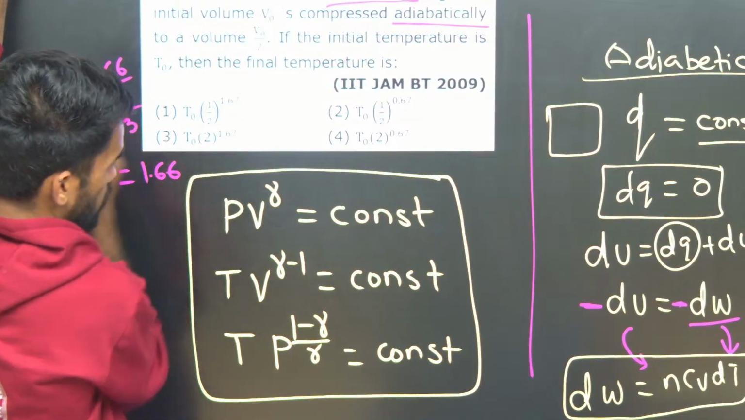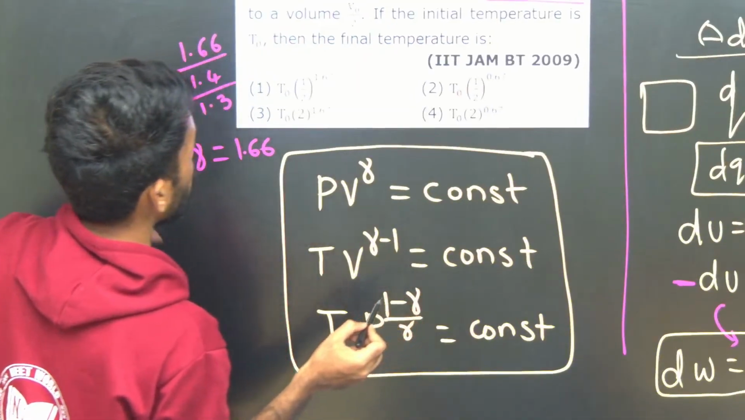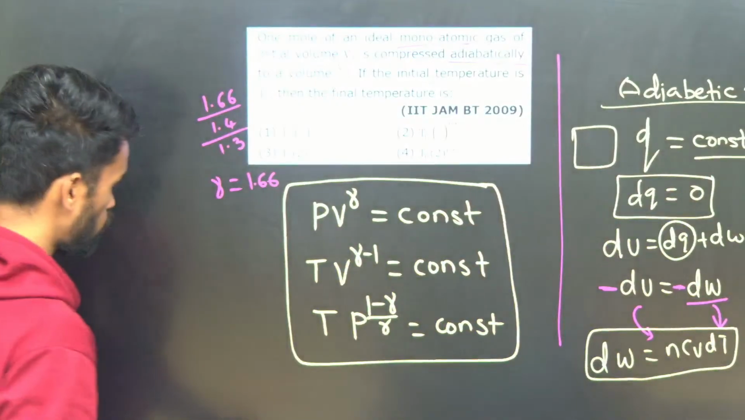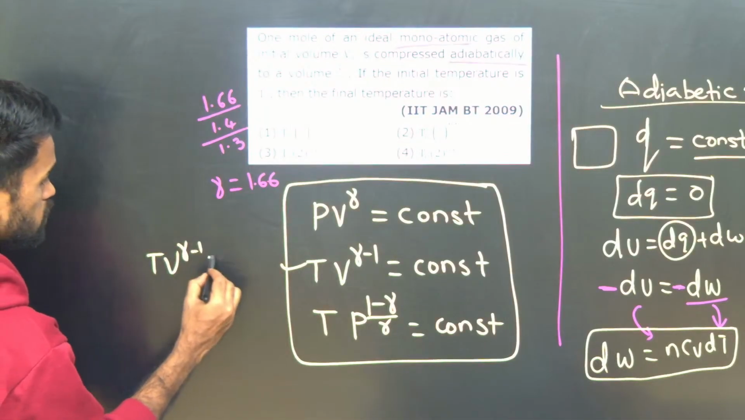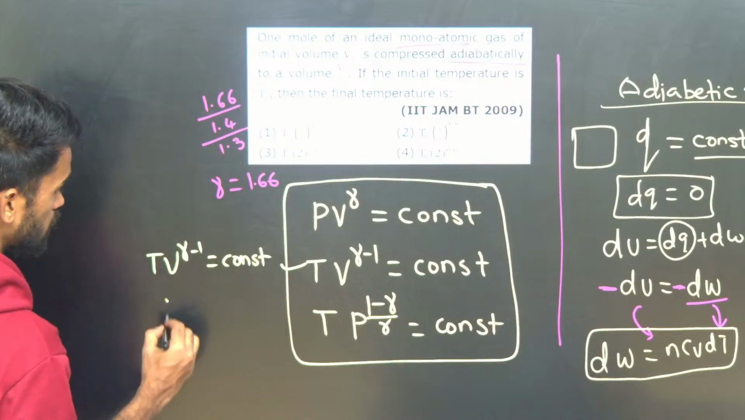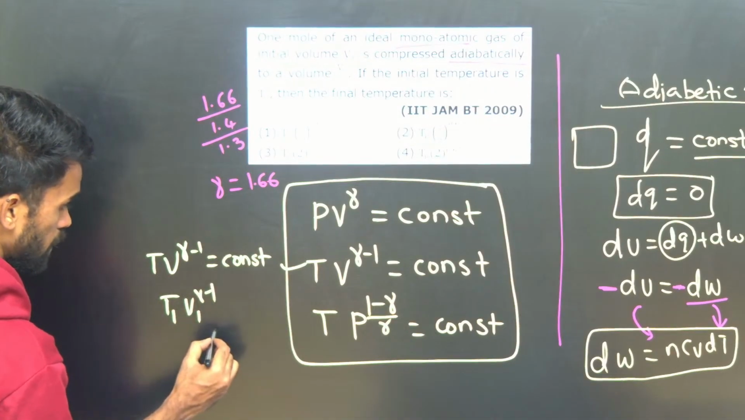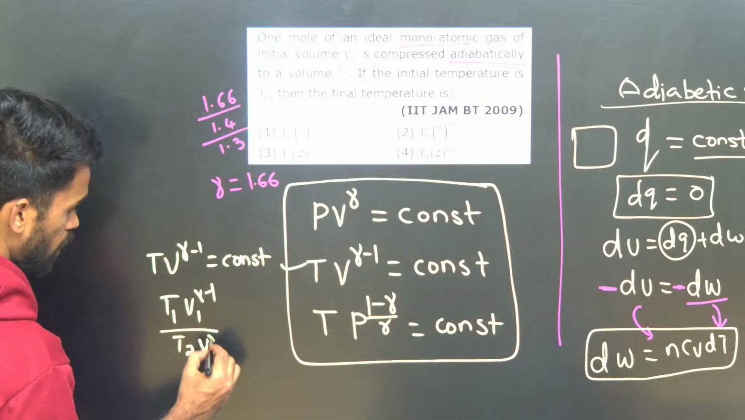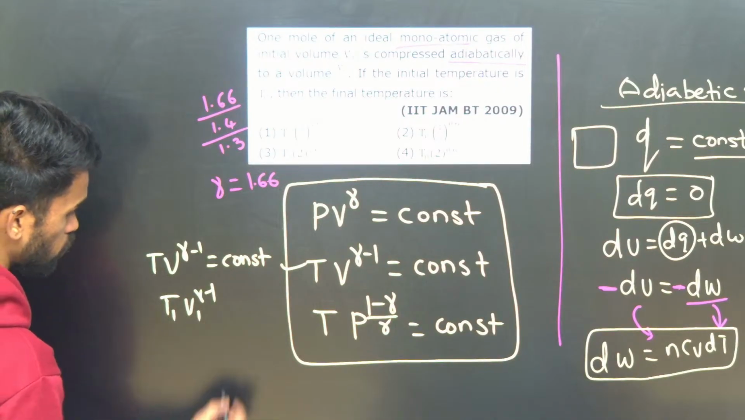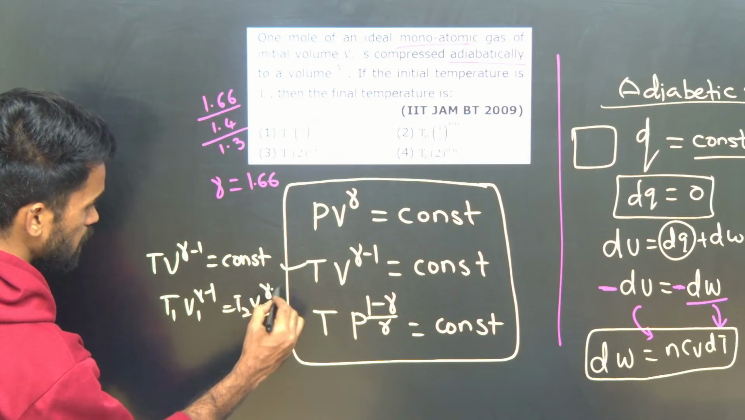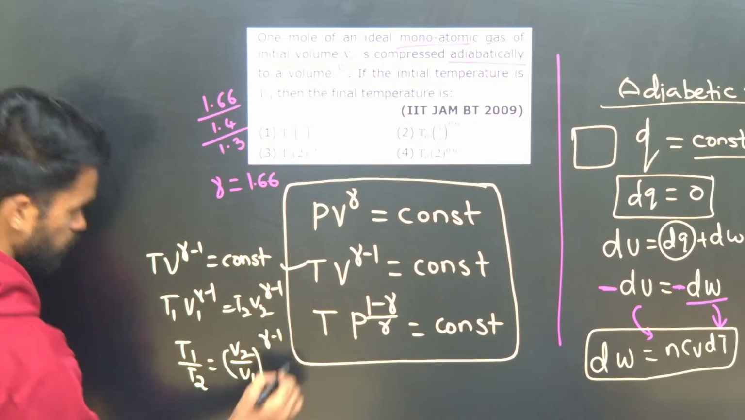The initial temperature is T0 and the final temperature of the system is asked. They are saying a relation between volume and temperature. So volume versus temperature means you just take the second formula. TV^(gamma minus 1) is constant. So I take T1 V1^(gamma minus 1) equals T2 V2^(gamma minus 1), these are constant only. From this, T1 by T2 will be equal to (V2 by V1) to the power gamma minus 1.